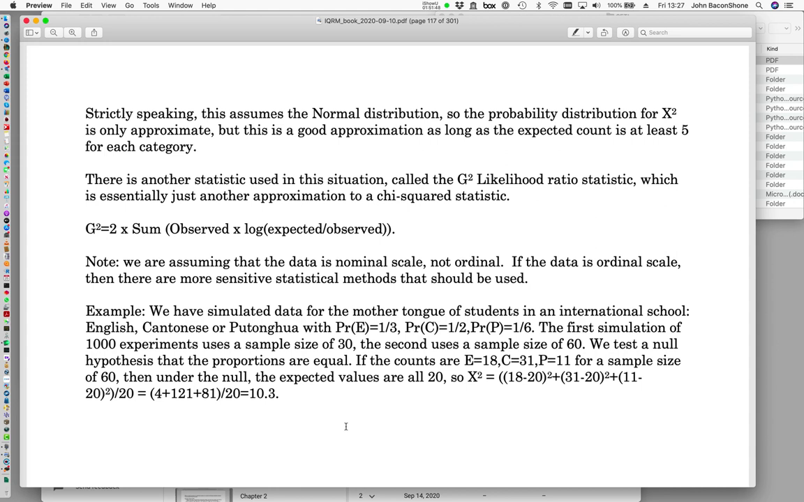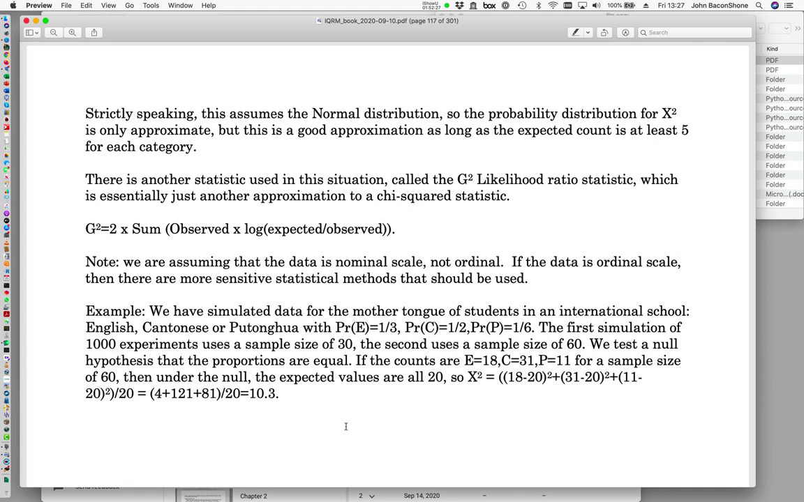If all the expected values are equal to the observed values, then expected over observed is 1, log of 1 is 0, and G squared is 0. So G squared will be 0 only if all the expected and observed counts are equal. If they're not equal, then G squared will be bigger. So G squared is another way of assessing how different the expected and observed counts are. Now, one important point here is that we're assuming the data we have are nominal scale, meaning there is no ordering in the categories.